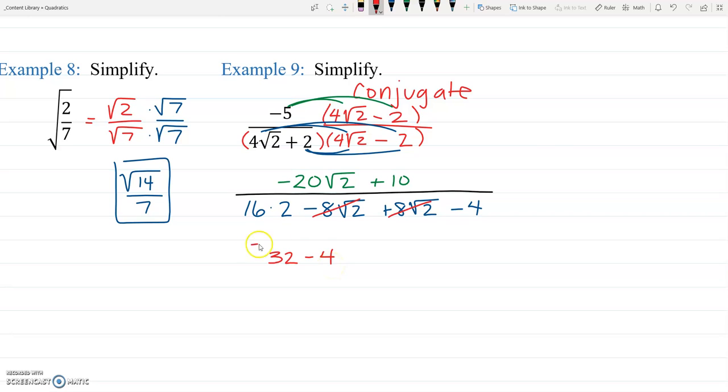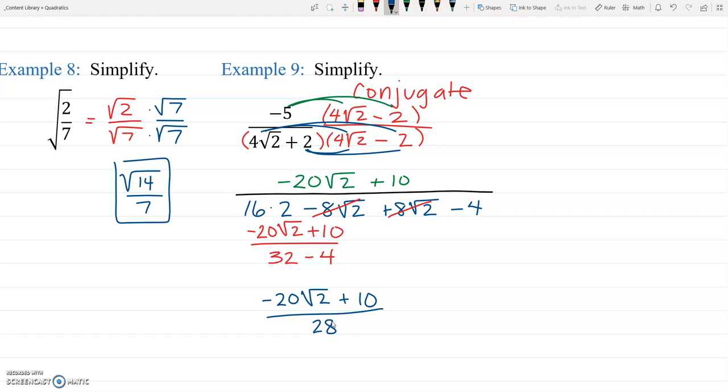All right, let's look at what I got on top. Negative 5 times 4 square root of 2. Oh no, I already did that. Sorry, that's this green part. So negative 20 square root of 2 plus 10 on top. All right, I'm going to just change this to be negative 20 square root of 2 plus 10 all over 28. 32 minus 4 is 28.